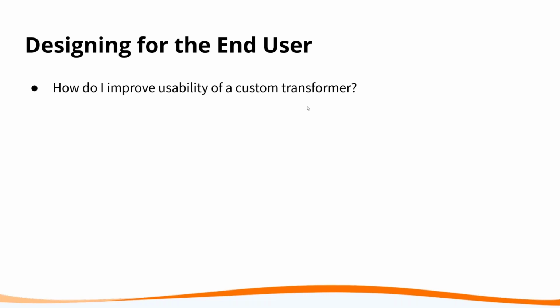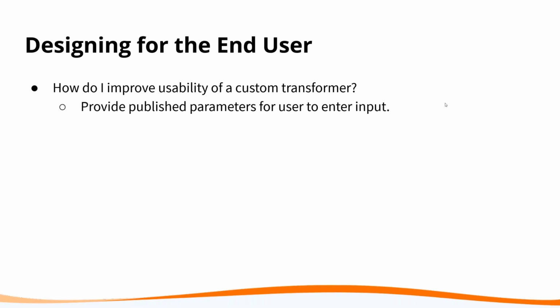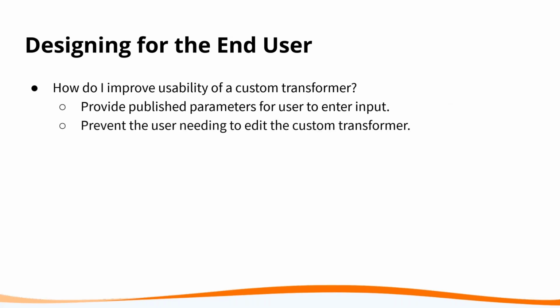So how do I improve the usability? Well, you can provide published parameters for the user to input. We saw that before. I created a published parameter to enter a value, and it was easier for the end user because that way they didn't have to go in and edit the custom transformer. And that's really what we want to stop them doing. We don't want the user to have to edit the custom transformer itself to make changes that we should have provided via a published parameter. In fact, we can even password protect the transformer so they can't edit it. We can make it linked only.